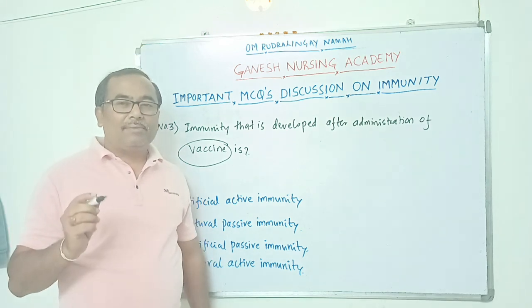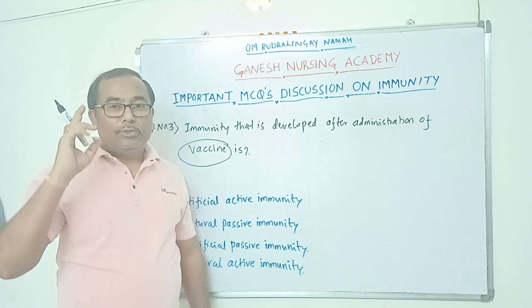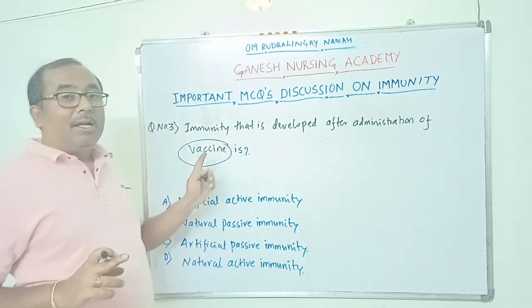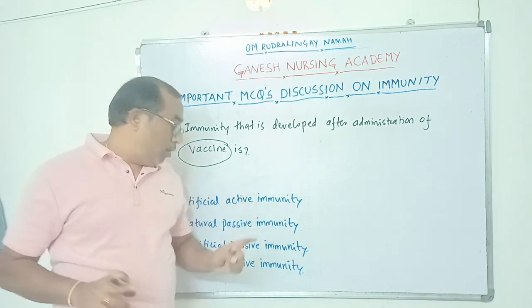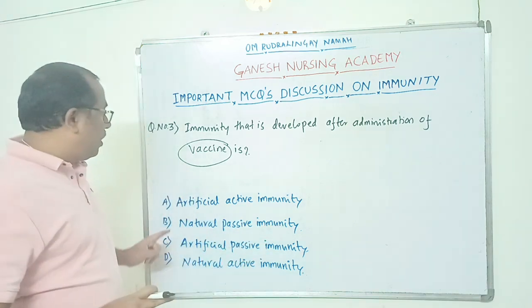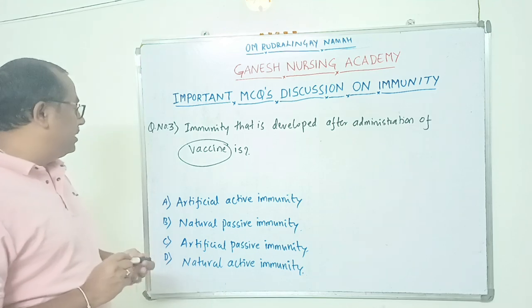Whenever vaccine comes up in questions like these, you have to use your brain. This is obviously an artificial immunity because vaccines are artificially prepared. They are not a natural immunity. So all these passive options you have to remove. So the options are here.